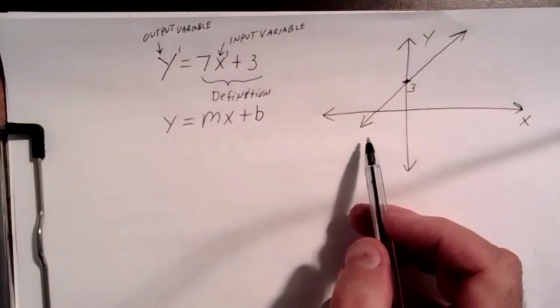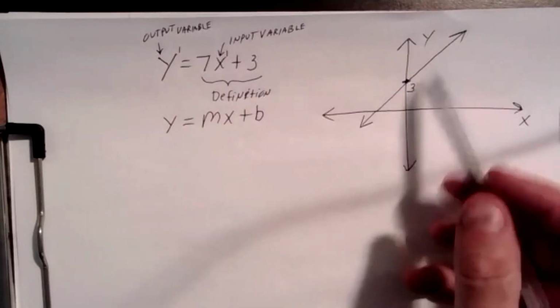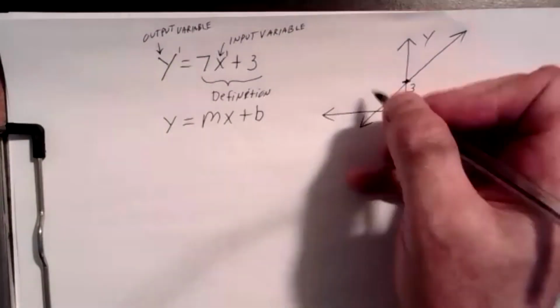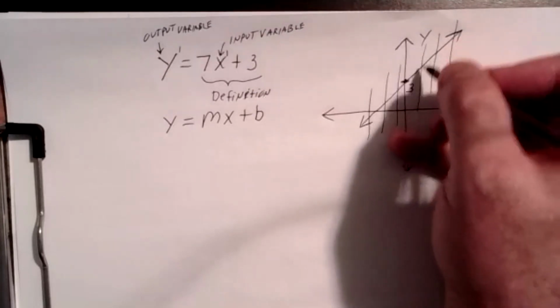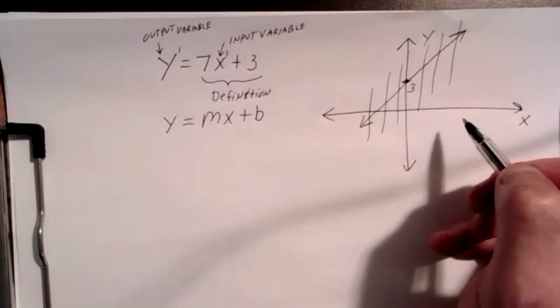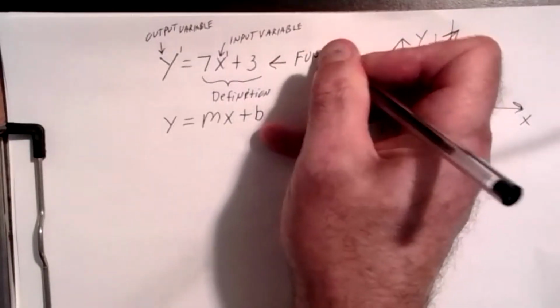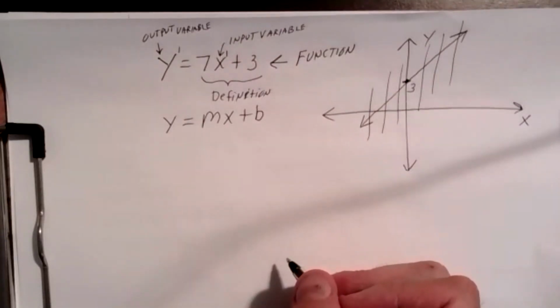Ladies and gentlemen, is this relation a function? Does its graph pass the vertical line test? Yes, it does. Notice the graph does pass the vertical line test because no matter where you put a vertical line, you can only touch the graph in at most 1 point anywhere. Hence, we are looking at a function. This is a function in mathematics. All right. Okay.